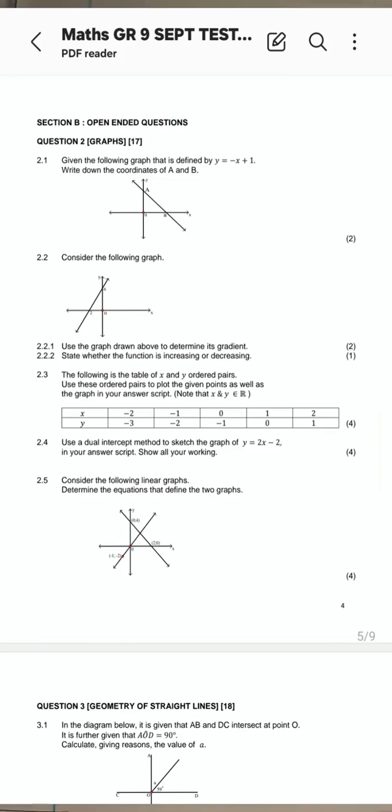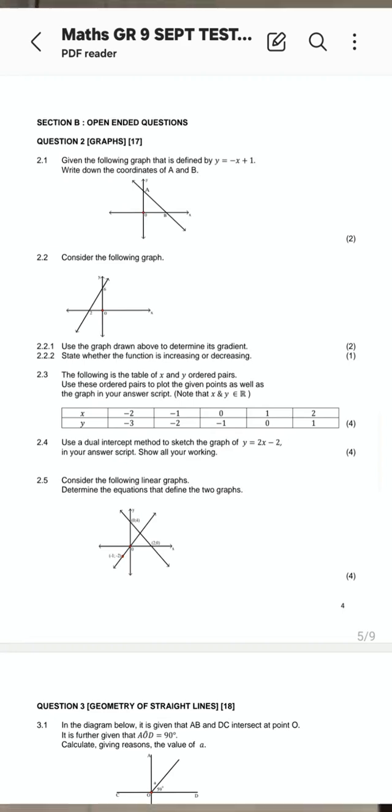The following is the table of x and y ordered pairs, so your coordinates, in other words. Use these ordered pairs to plot the given points as well as the graph in your answer script. Note that x and y are elements of real numbers. So you have a table there. You have x, your x values, negative 2 and negative 3.